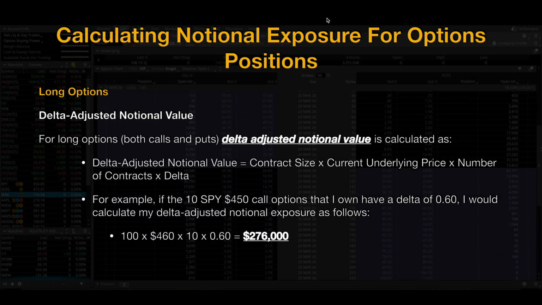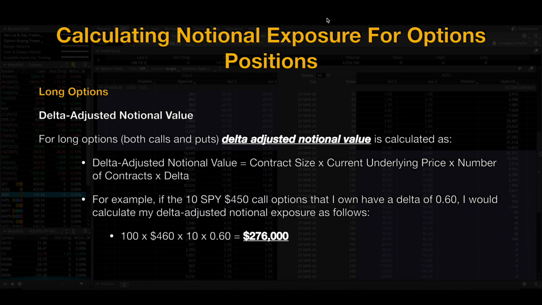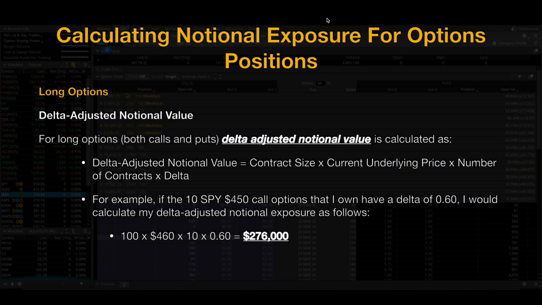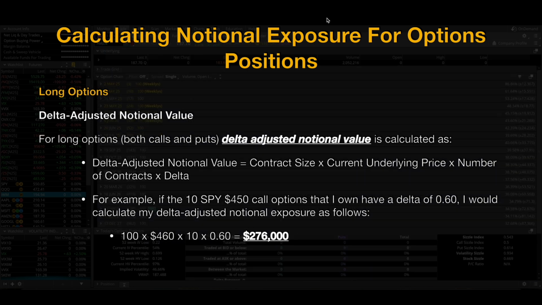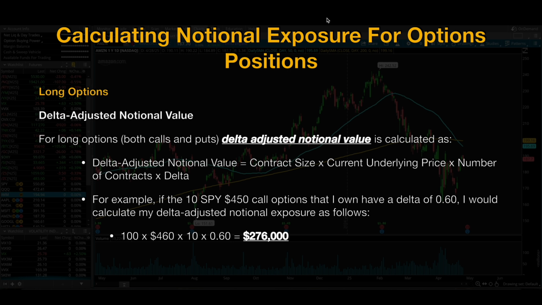Conversely, a trader may choose to use delta adjusted notional values when looking at long options positions. So for long options, both calls and puts, delta adjusted notional value is calculated as follows. Contract size times current underlying price times the number of contracts held times the delta of those contracts. For example, if the 10 SPY 450 strike call options that I own have a delta of 0.60 or 60, I would calculate my delta adjusted notional exposure as follows.